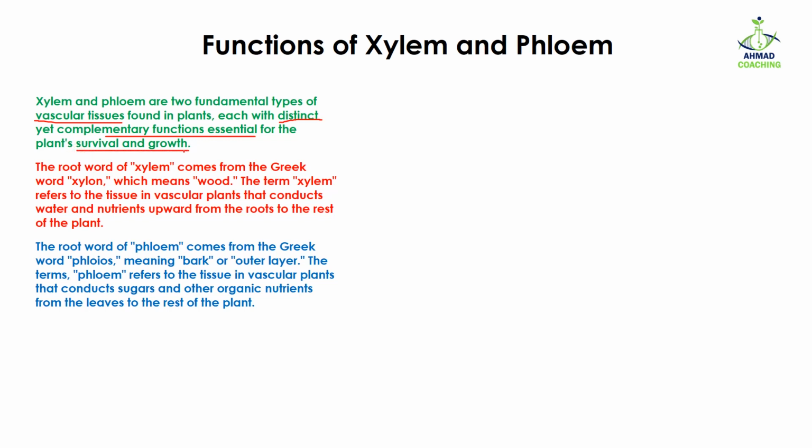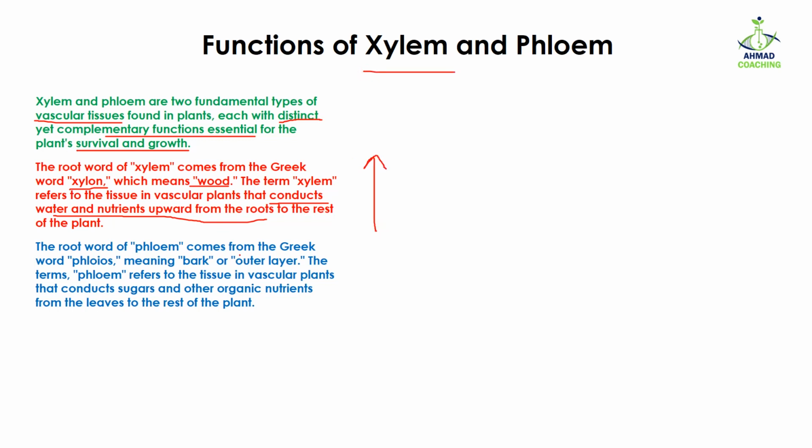If you talk about xylem, the word comes from the Greek word xylom, which means wood. Overall, xylem is a tissue in the plant which conducts water and nutrients upward from the roots to the rest of the plant. So water is going to move from the roots to the aerial parts of the plant with the help of xylem.